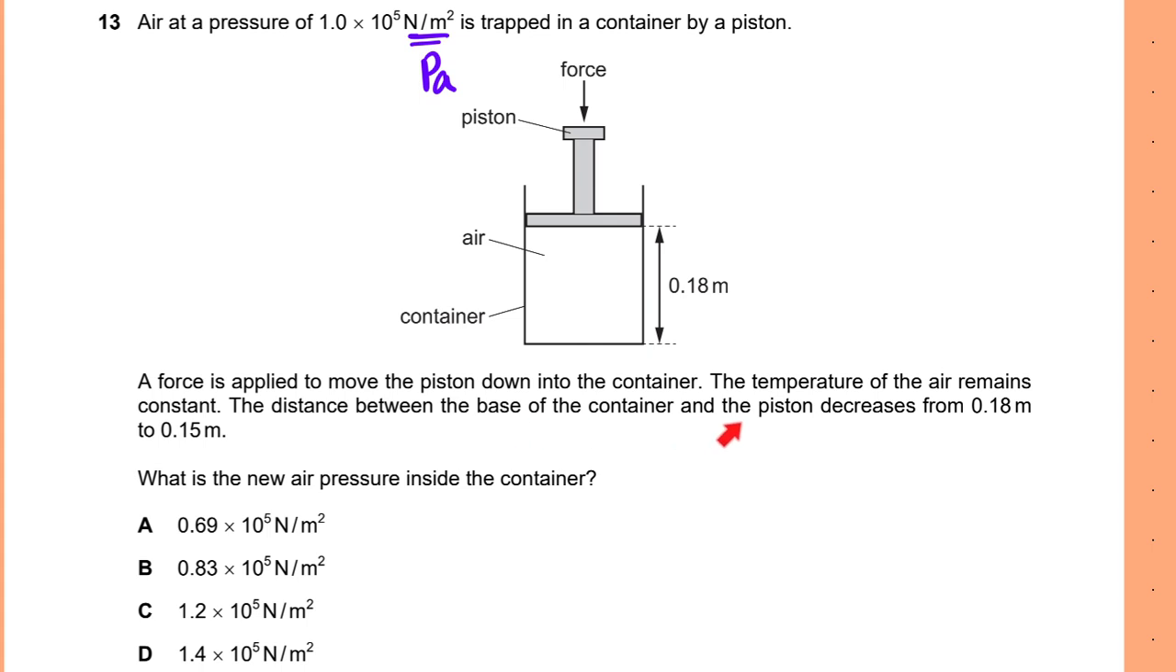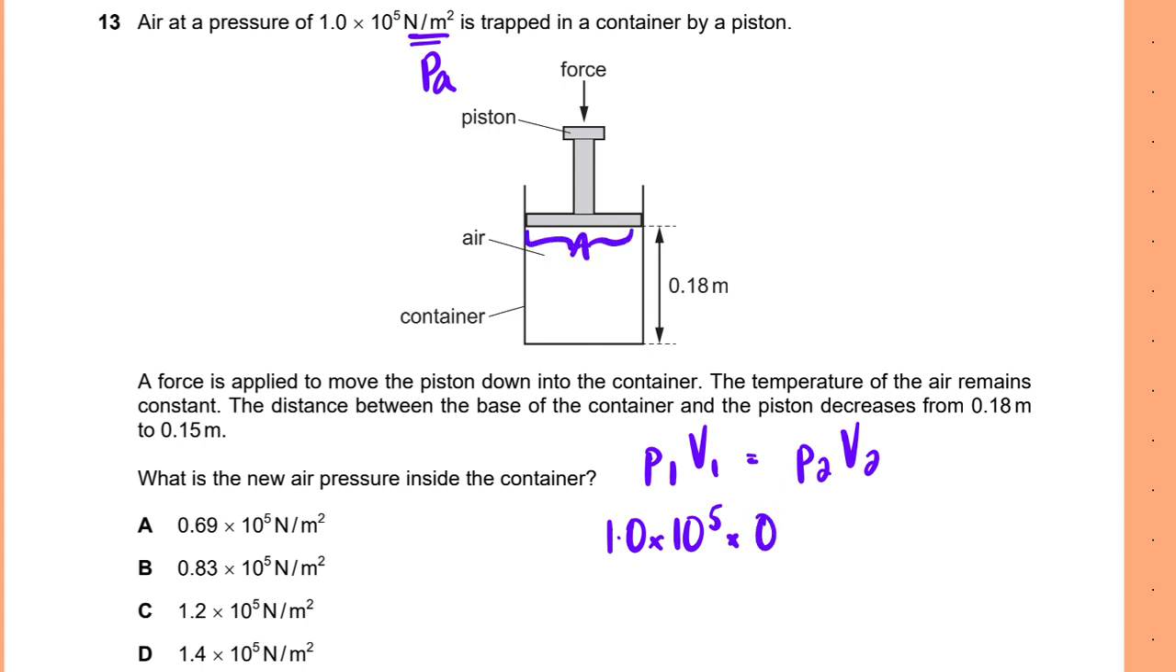Distance between the base of the container and the piston decreases from 0.18 to 0.15. So it moves a distance of 0.03. What is the new air pressure inside the container? So we'll use P1 V1 equals P2 V2. So old pressure is 1 times 10 to the 5. Old volume was 0.18 times the cross-sectional area of the piston.